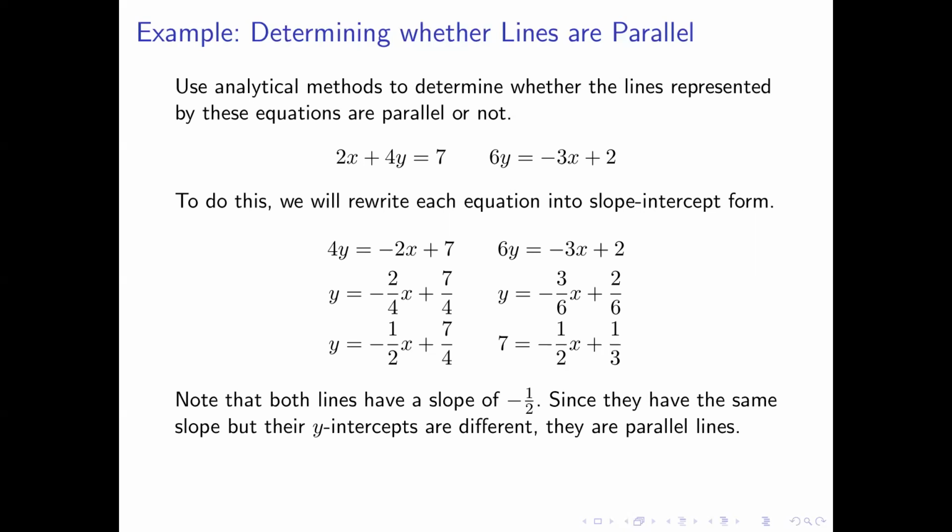Oh, the other thing we want to note here, they not only have the same slope, but they have different y-intercepts. The y-intercept of the first one is where y equals 7/4. The y-intercept of the second is where y equals 1/3. If those y-intercepts were the same, the lines would go through exactly the same points, and we would really only have one line. But since our lines go through different points, these are two different lines with the same slope, so they are parallel.